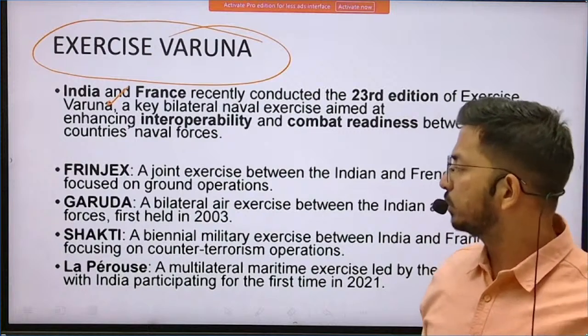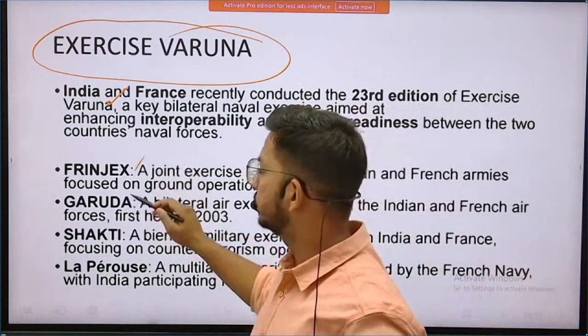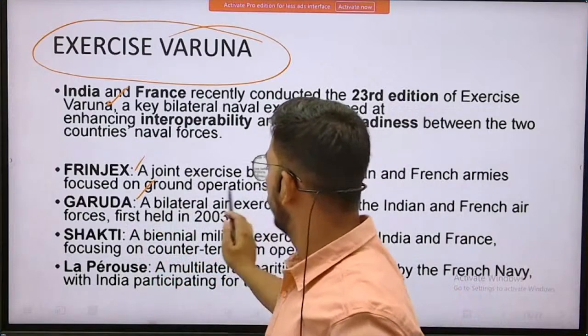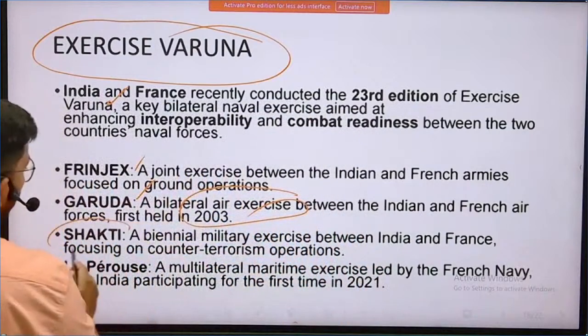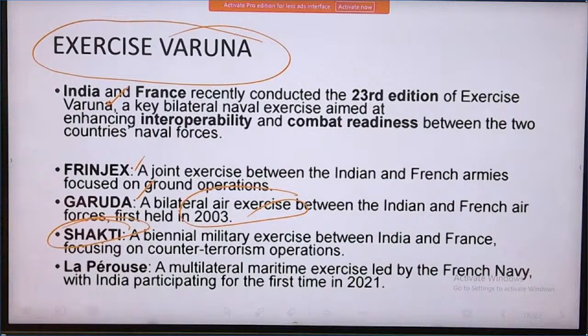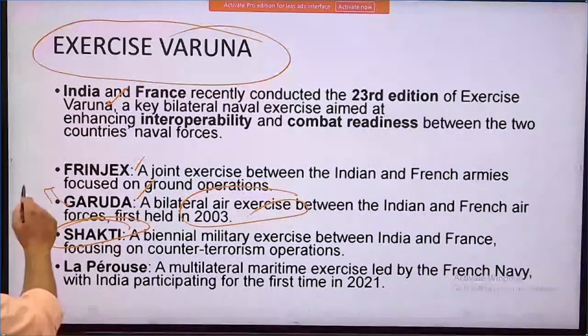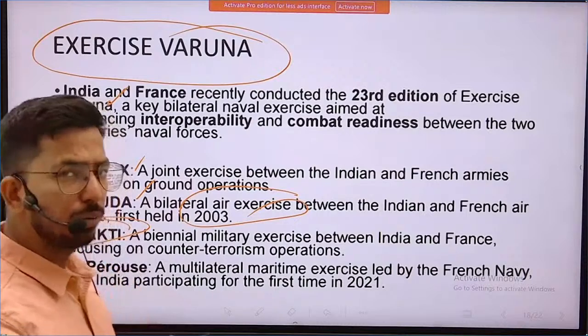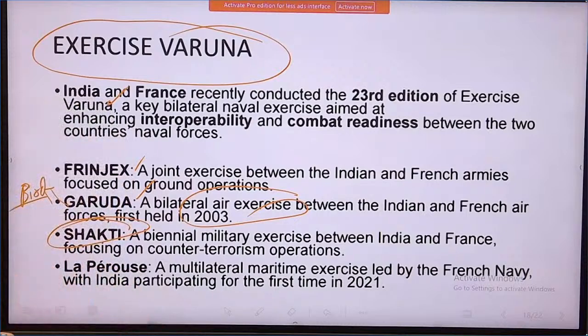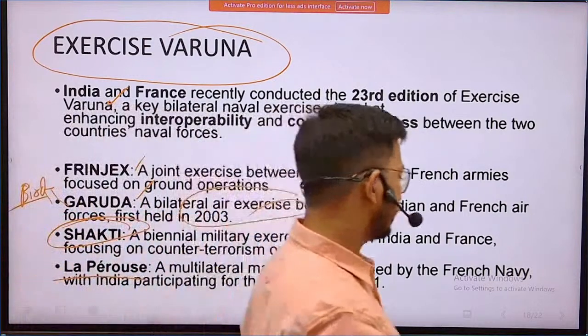There are other exercises also which you should look into. For example, Fringex, Garuda. Garuda is the air exercise between the Indian and the French air forces. Then there is exercise Shakti, conducted as a military exercise. Garuda is the name of a bird, so try to remember it in terms of tricks and mnemonics you can develop, because there will be plenty of exercises and you need to find some way. Then La Perouse. So these are the 4 exercises India and France are conducting.